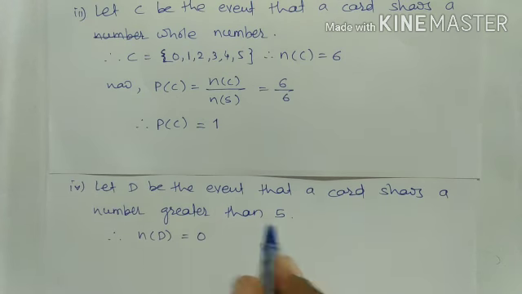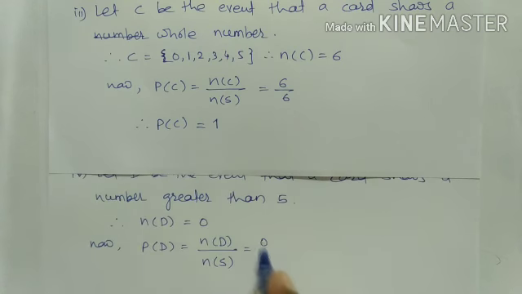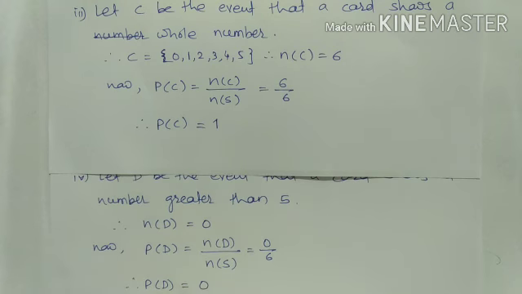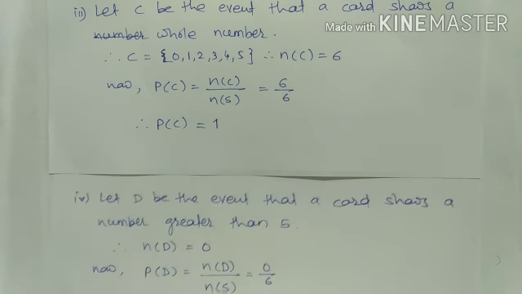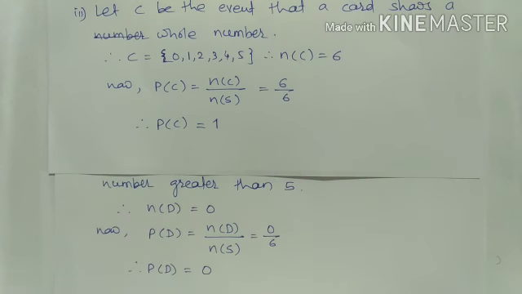So in this there is not a single sample point greater than 5, because the numbers on the cards are from 0 to 5. Therefore the number of sample points in this event D equals 0, that is it is an impossible event. And now probability of this event D equals number of D upon number of S, that is equals 0 upon 6, and therefore probability of this event equals 0. It means that the probability of the event that a card shows a number greater than 5 is 0.